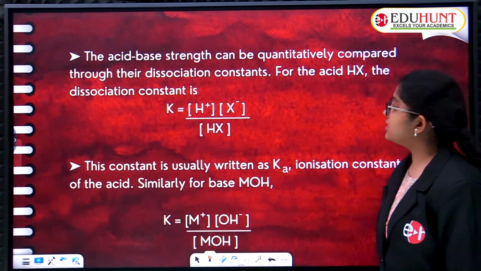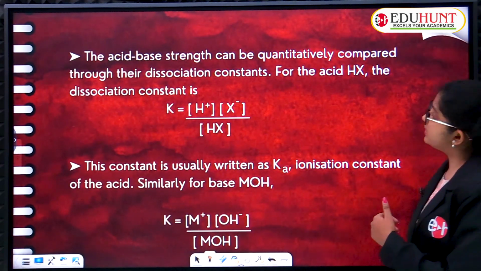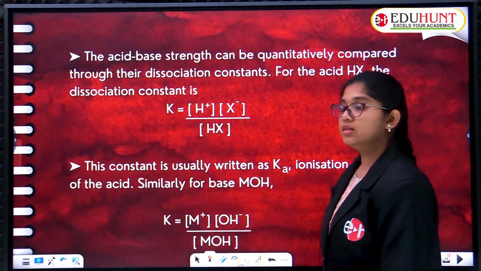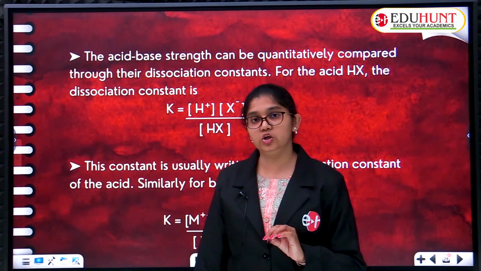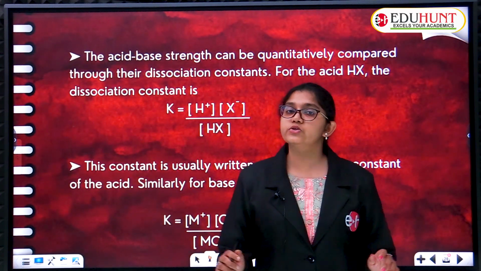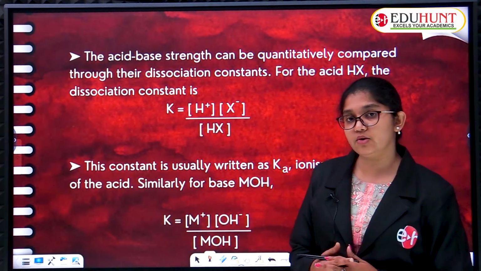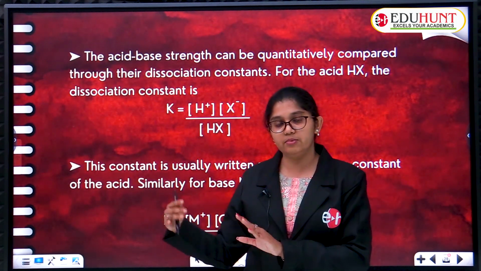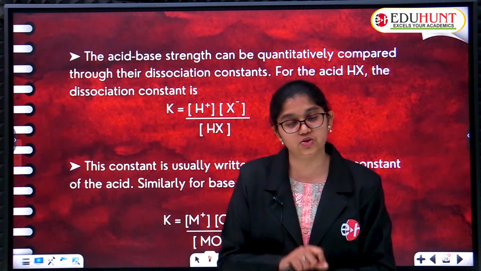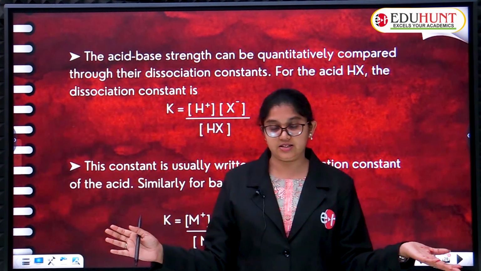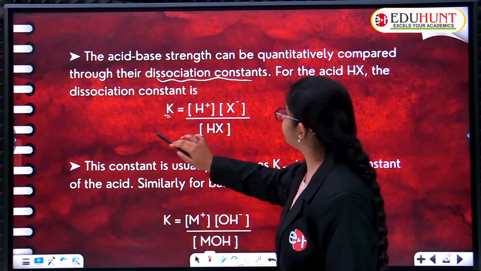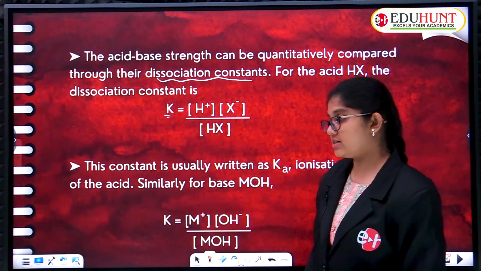Yes, the acid base strength can be quantitatively compared through their dissociation constants. Children, we know the strength is based only upon the dissociation, the degree of dissociation alpha. Do you remember that, the classification concept of acids and bases? In that the dissociation is very important because it dissociates and gives liberation of H plus ions and OH minus ions. Upon dissociation in aqueous solution, the acid or base gives rise to H plus and OH minus. The dissociation constant we will represent as K.